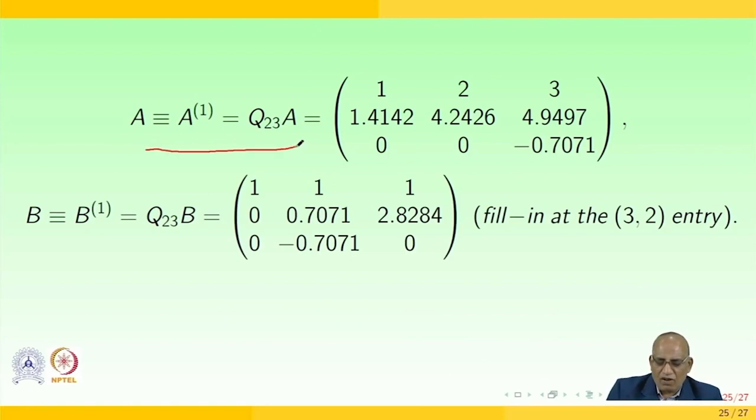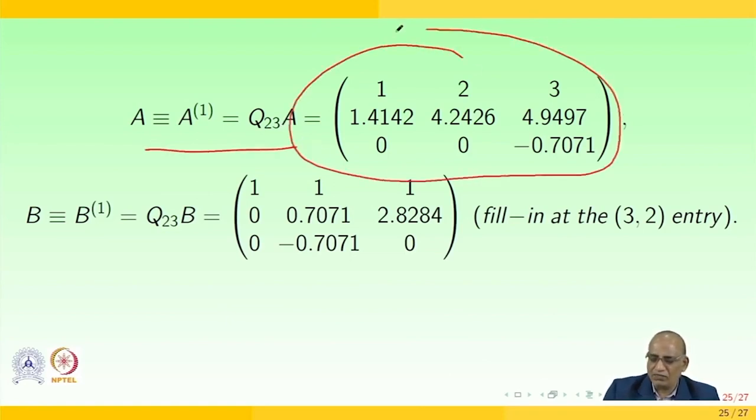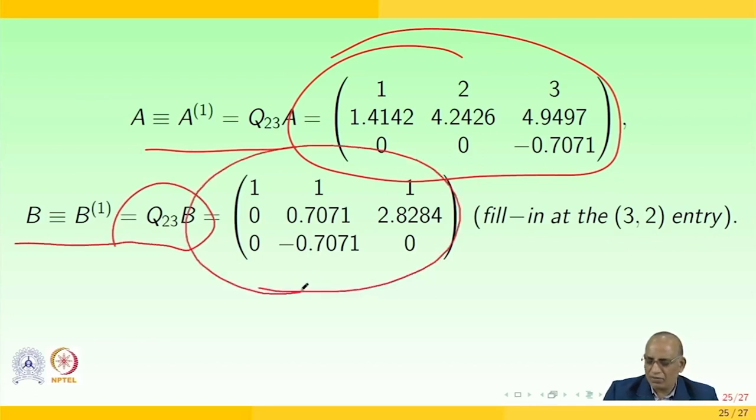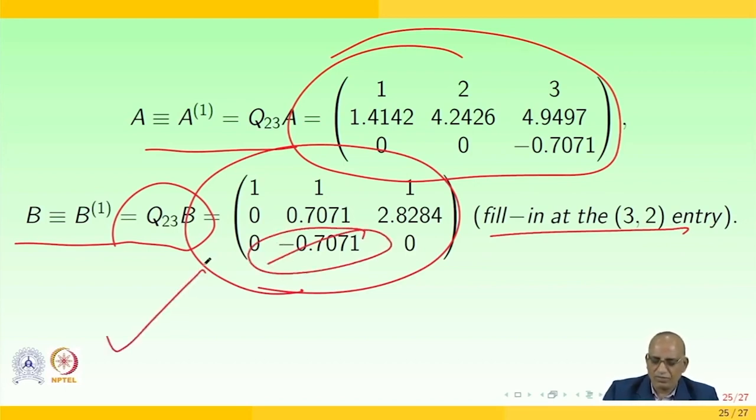[1 0 0; 0 0.7071 -0.7071; 0 0.7071 0.7071]. So A1 is equal to Q23 times A. So you get a matrix of this form. And B1 is Q23 B. So you get a matrix of this form. Fill-in at the (3,2) entry, that is this one, the (3,2) entry.